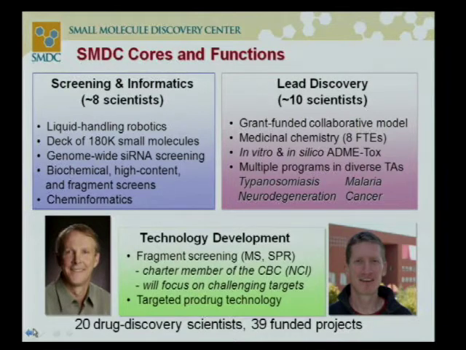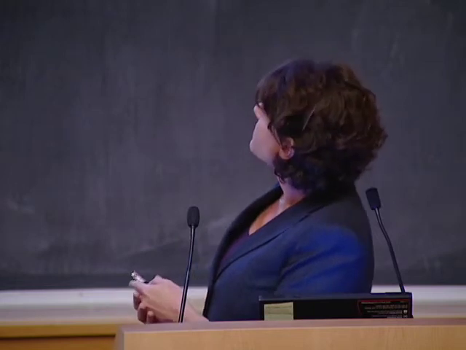We can do biochemical-based assays, such as the one that Edgar mentioned, also high content, which I'll describe in a bit, that's automated microscopy, and also fragment-based screens. And then we have an informaticist. It's one thing to get all this data, it's another thing to be able to put it into a format that you can make chemical decisions and biological decisions on. So a lot of work goes on in informatics.